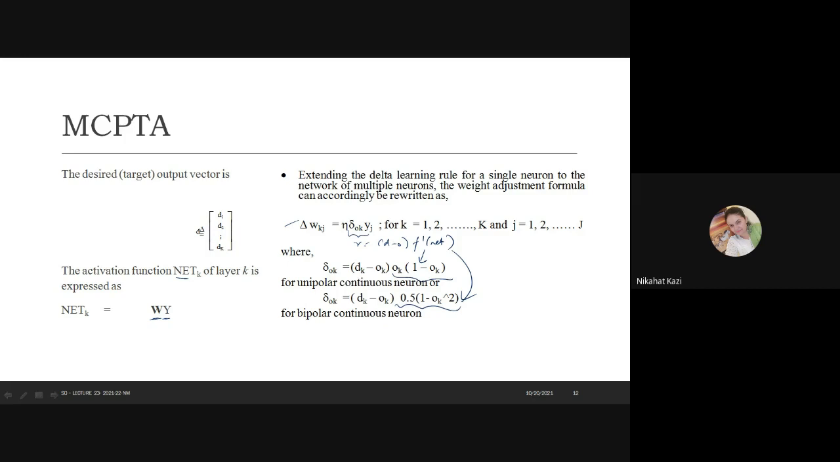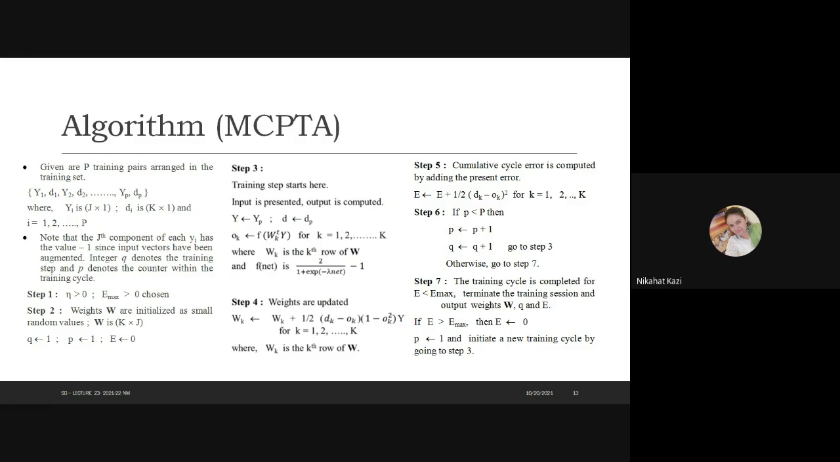So this is nothing but MCPTA. This algorithm is MCPTA, multi-category continuous perceptron training algorithm. So the same concept you have to use. It is just given in the form of an algorithm here. If you recollect, we had also discussed the single continuous perceptron training algorithm, SCPTA, earlier. So now that has been extended to the layer of neurons. So these are the steps that you follow.